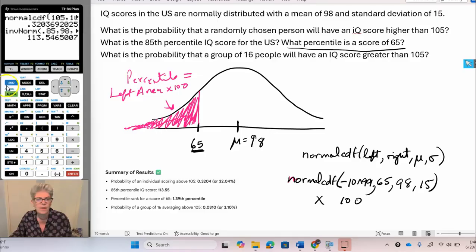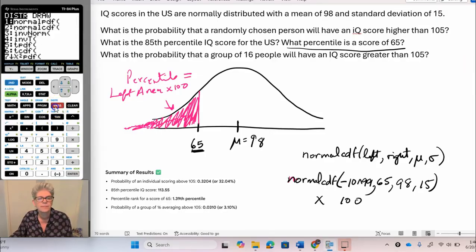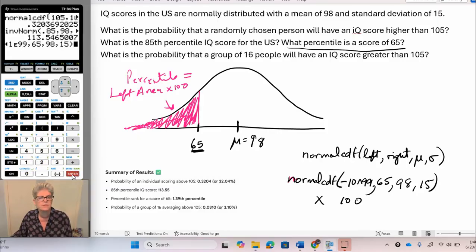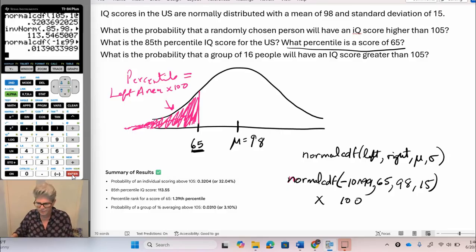Okay. So I'm going to do second vars, and I'm going to come down here to normal CDF. So my lower limit or my left limit, and it's already got that standardized. That's the default in there, so I'm just going to leave it there. The upper one, the rightmost one, is 65. And then my mean is 98, and my standard deviation is 15. And then I'm going to press enter and then enter again. And then I'm going to take that number and multiply it by 100. And that will give me my percentile.